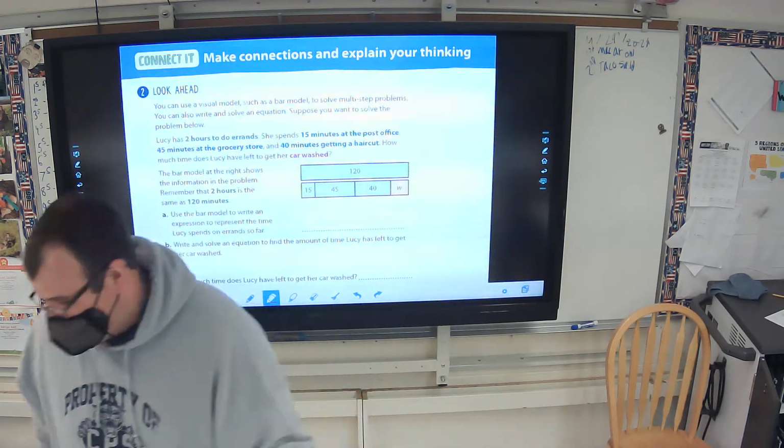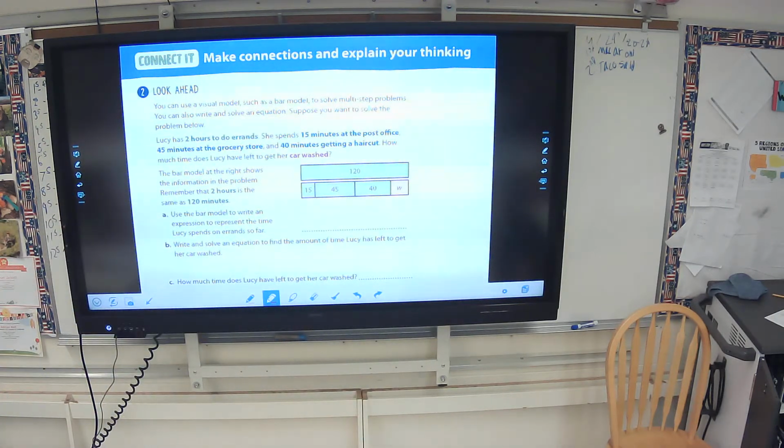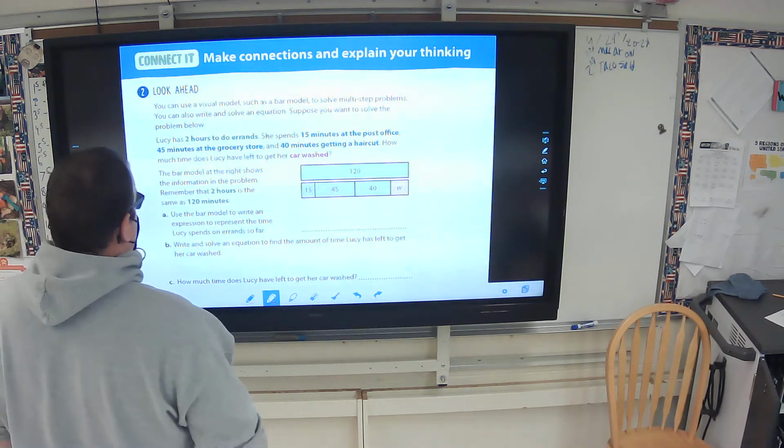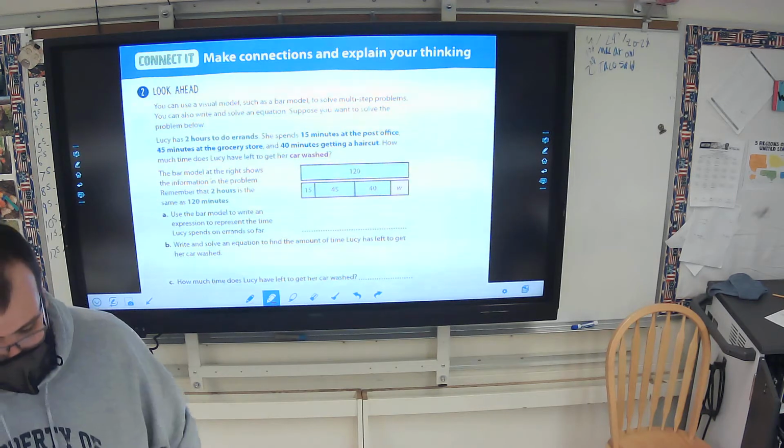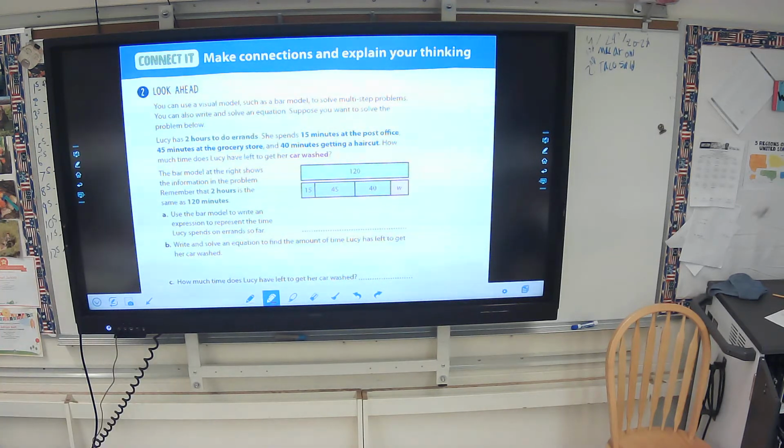Number 2. Looking ahead. You can use a visual model such as a bar model to solve multi-step problems. You can also write and solve an equation. Suppose you want to solve the problem below. Lucy has 2 hours to do errands. She spends 15 minutes at the post office and 45 minutes at the grocery store and 40 minutes getting a haircut. How much time does Lucy have to get her car washed?